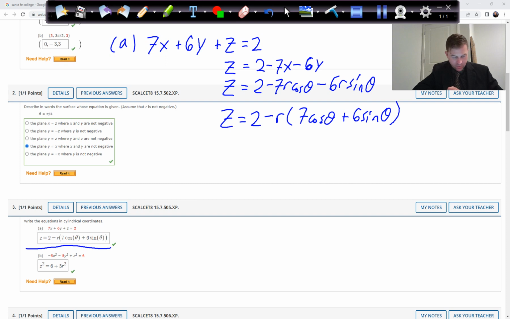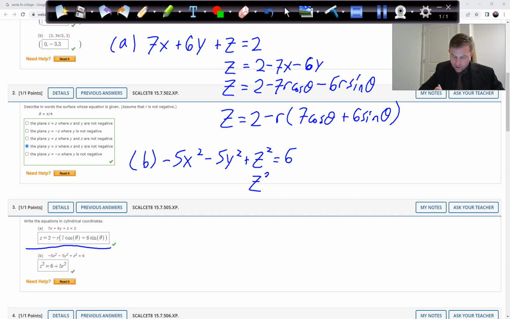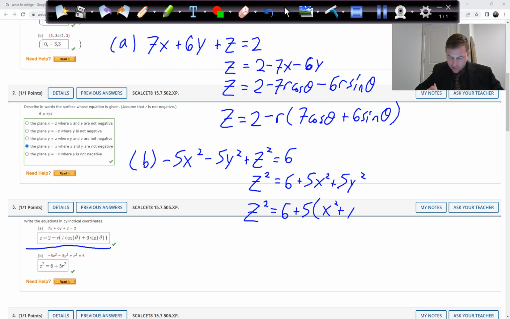Yep, that looks the same. So that's correct. In part B, we're going to say we have minus 5x squared minus 5y squared plus z squared equals 6. Well, again, we're going to solve for z. So we're going to have 6 plus 5x squared plus 5y squared when we move those over. Or we're going to get z squared is equal to 6 plus 5 times x squared plus y squared.